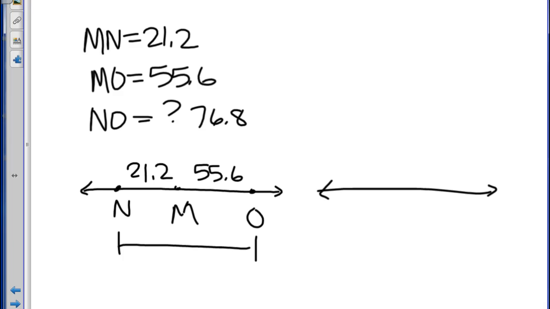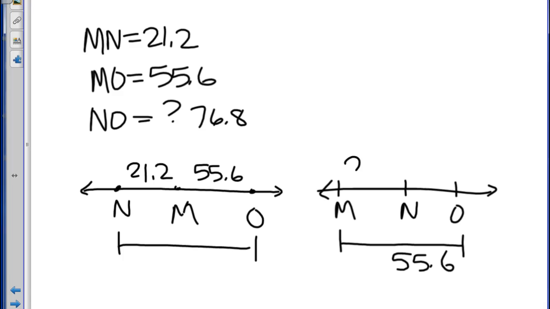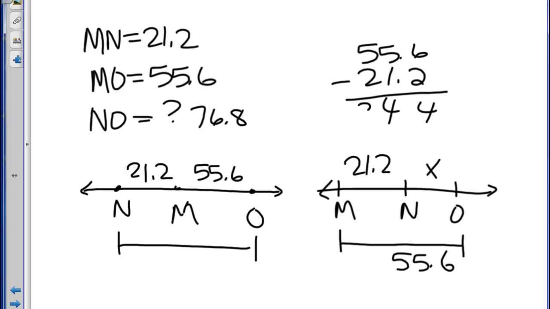Well, what happens if we put N in the middle? So I have M, N, and O. All right, so MO is 55.6. MN is 21.2, so I have two answers on this one as well because I have that missing piece again. So 55.6 minus 21.2, so 34.4 could also be an answer for NO. All right, last one.